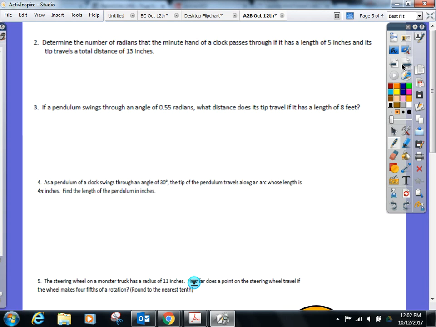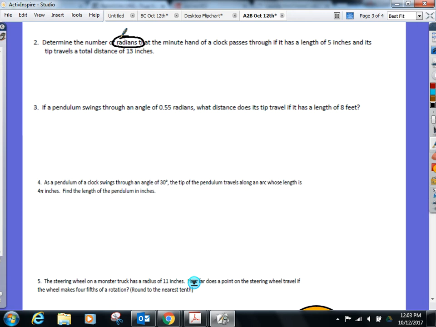Determine the number of radians the minute hand of a clock passes through. Okay, so we're determining the number of radians. So what are we solving for here? Out of those 3, we're solving for? Determine the number of radians. So radians is always my angle. So I'm determining what theta is here.